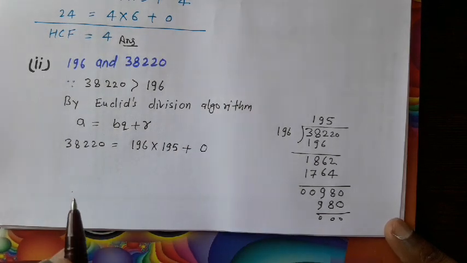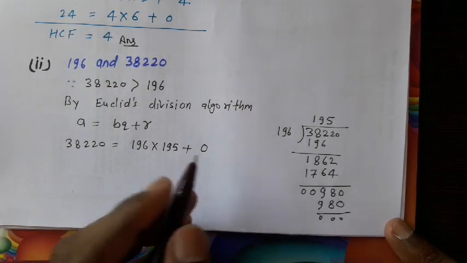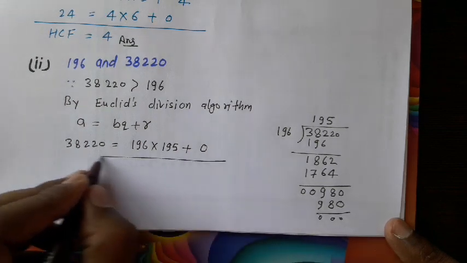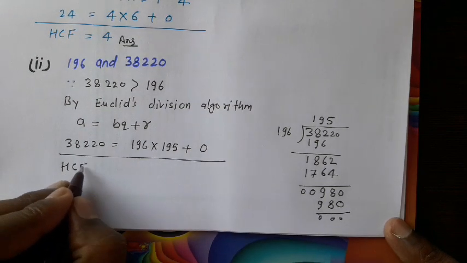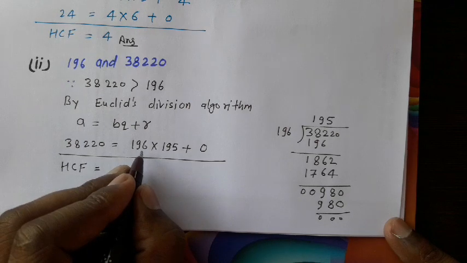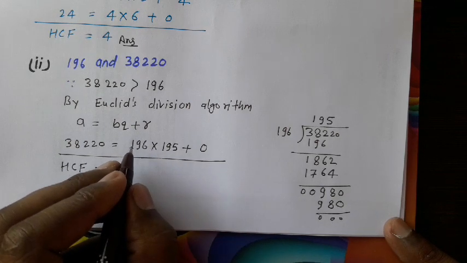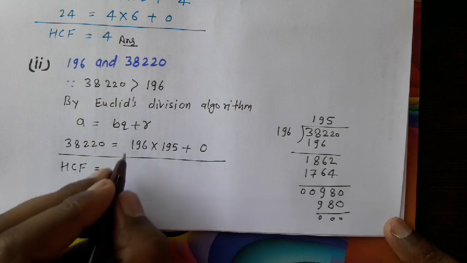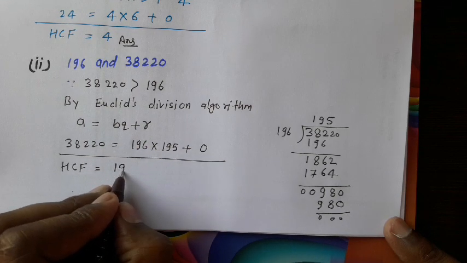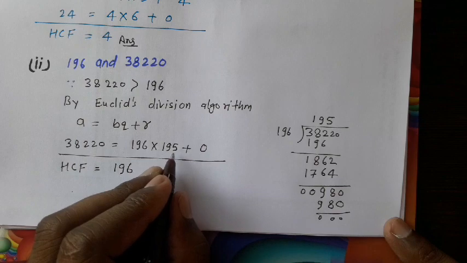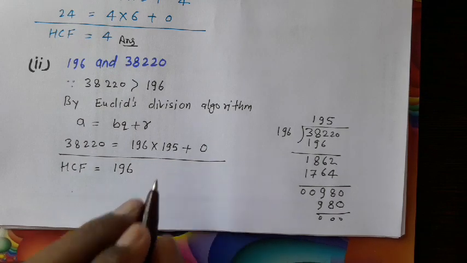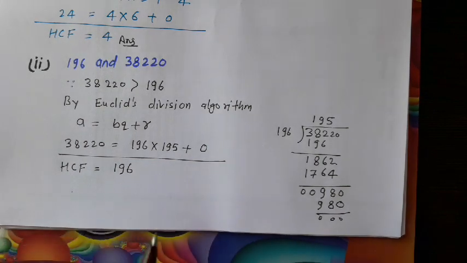In the first step the remainder is 0, so we can find the HCF. Therefore HCF is, don't forget, always the divisor. Here the divisor is 196, so HCF will be 196. Don't write HCF is 195. HCF is always the divisor. This is the answer of the second question.